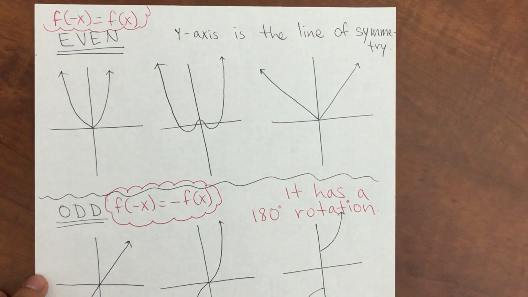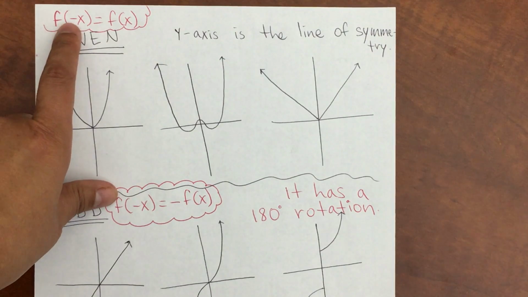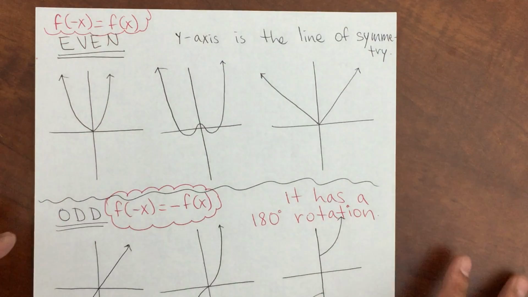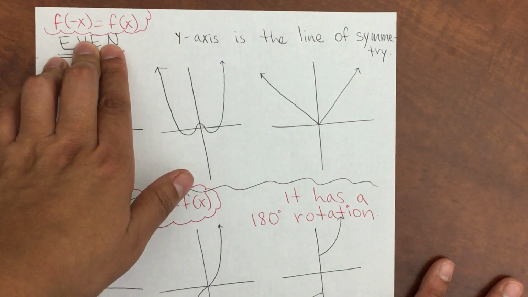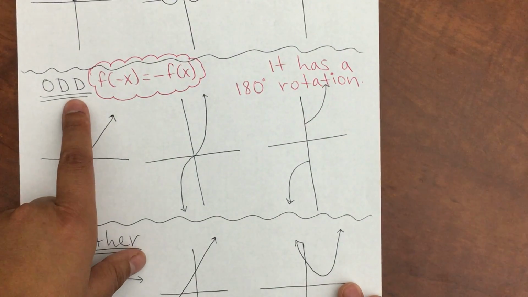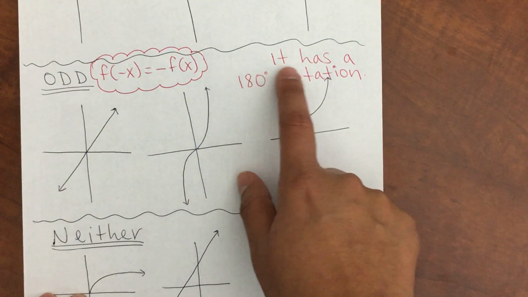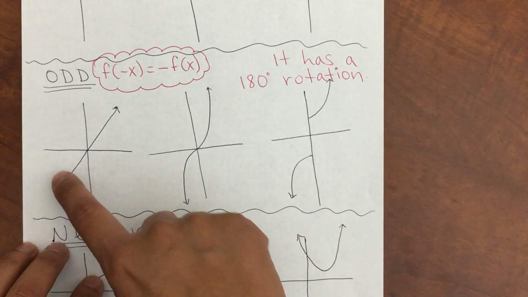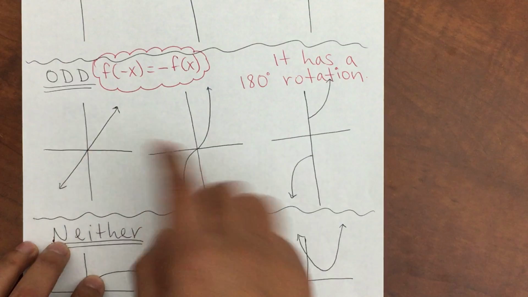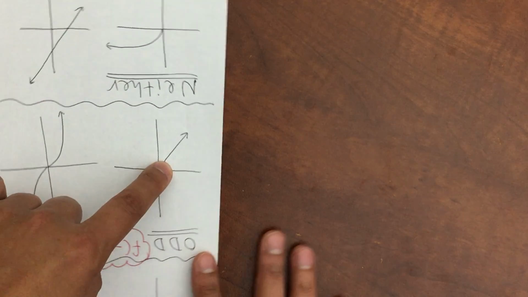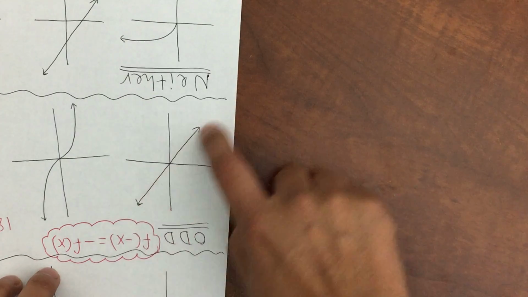So that means it's even. The function for that is f of negative x equals f of x. I know you don't know what that means maybe right now, but we'll go to it. For an odd function, it means that it has a 180 rotation and you match. So basically, this is the graph. If you rotate it 180 degrees, meaning upside down, you still get the same thing.